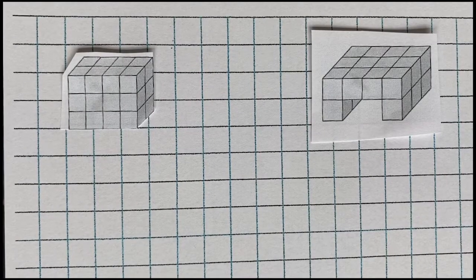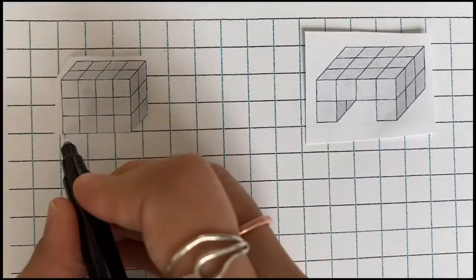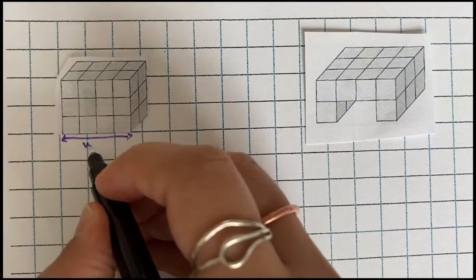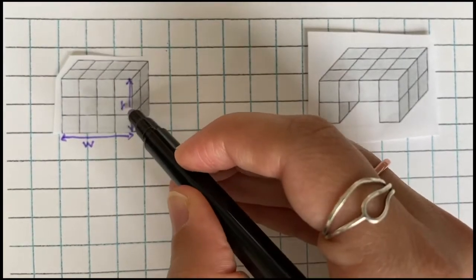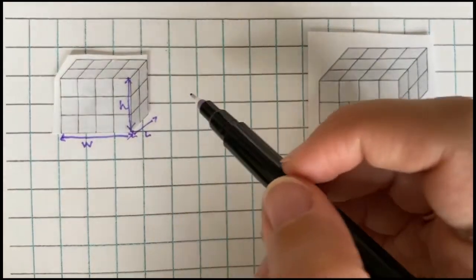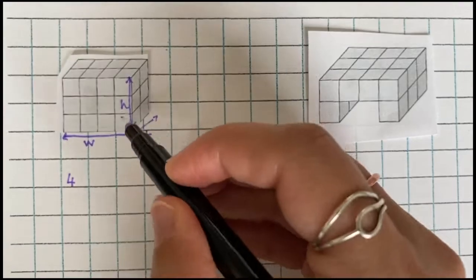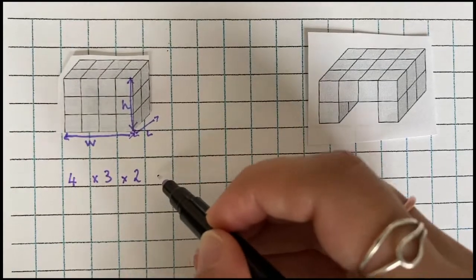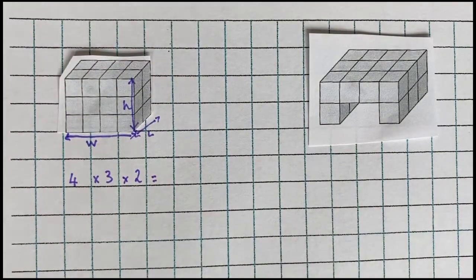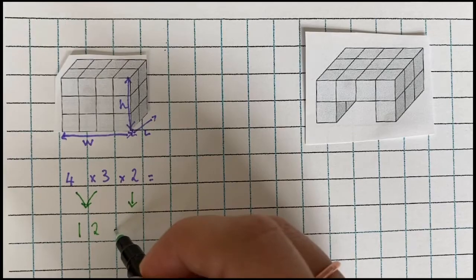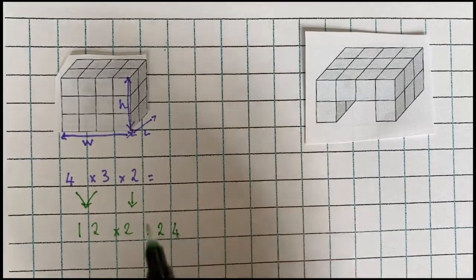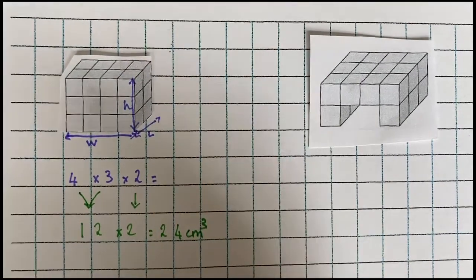Each cube in the 3D shapes below has a volume of 1 centimeter cubed. Let's look at the cuboid on the left. So we're going to find the volume by multiplying the width by the height by the length. So here the width is 4 centimeters, the height is 3, and the length is 2. So 4 times 3 is 12. And I multiply that by 2, we get 24. So the volume is 24 centimeters cubed.